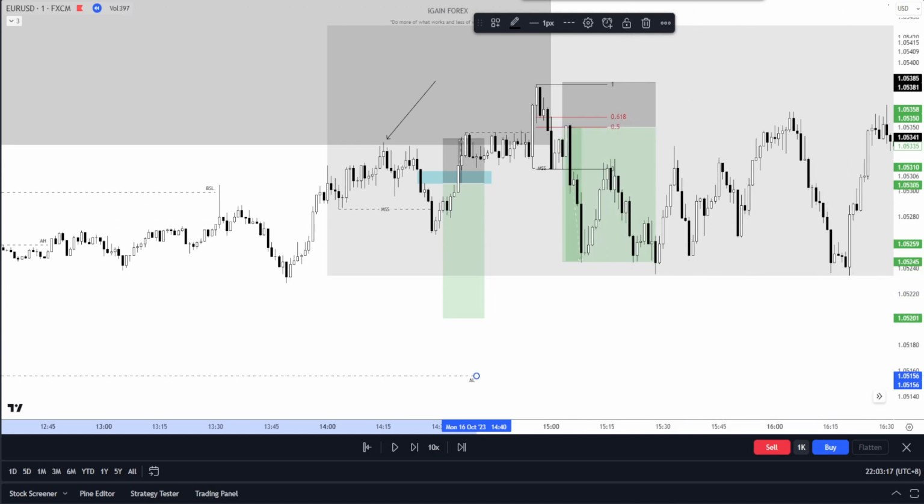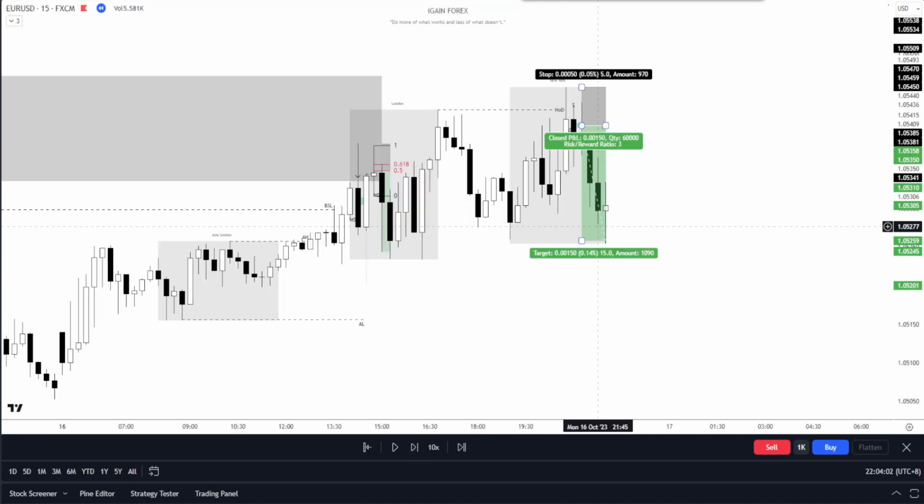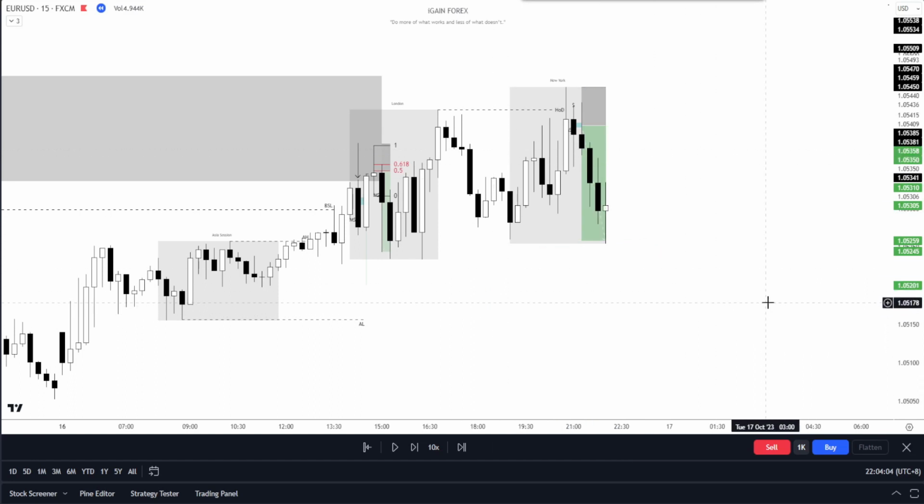Okay, so for our third trade, let's go back to the 15-minute time frame again. So here guys, we have this sweep of the initial high of the day during the New York session, or New York Open kill zone. So after this high of day has been swept, we go down to the 1-minute time frame again.